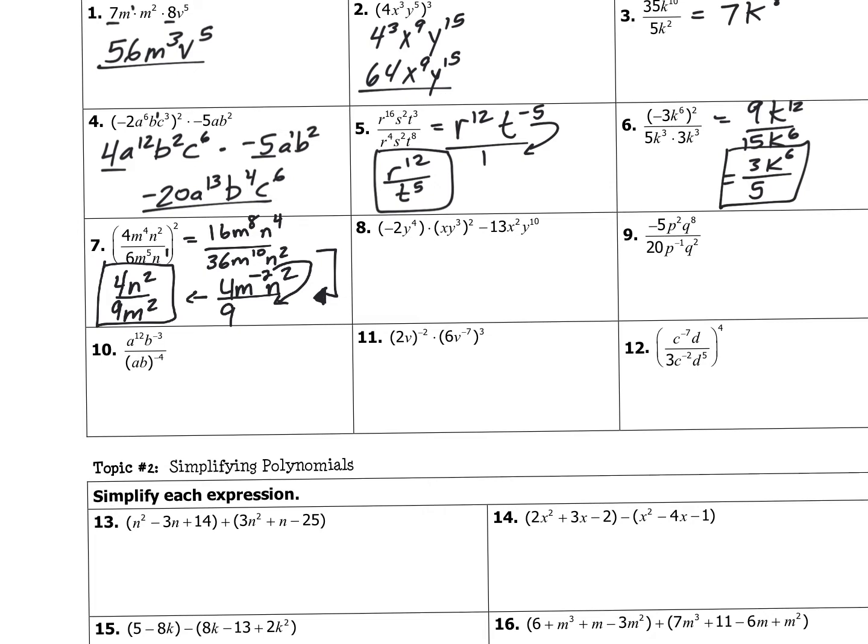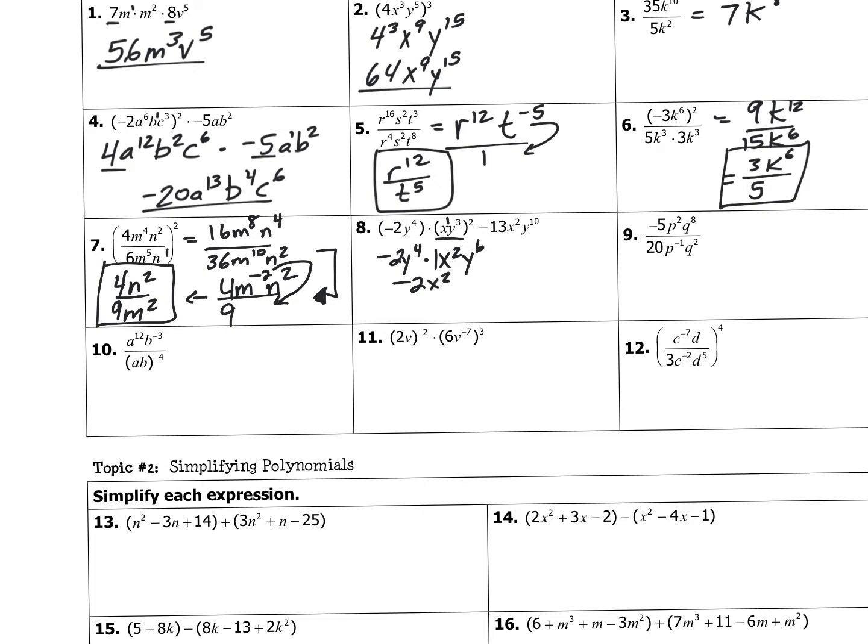Number 8, we've got the power rule, the product rule, and then combining like terms. X to the 1st times 2 is x squared. Y to the 3rd times 2 is y to the 6th. Now I need to take the product rule, and negative 2 times 1 is negative 2.